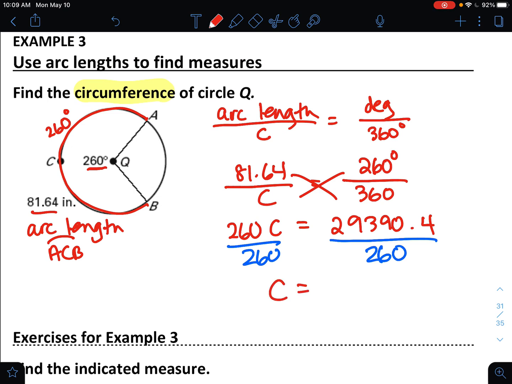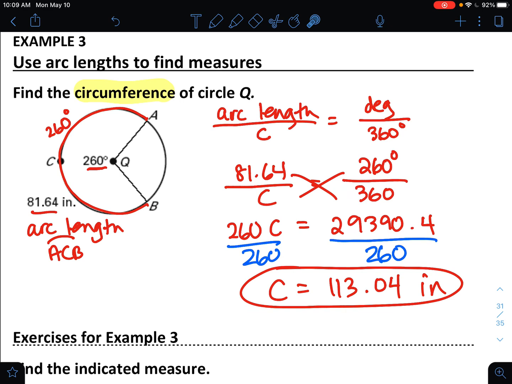So I get circumference is equal to, I guess I won't round this because it's exactly 113.04. So the unit is inches. So you need to start to consider the formula. Arc length over total circumference, partial degrees over 360. So everything on this side is a degree measure. Everything on this side is like inches, meters, that type of thing.